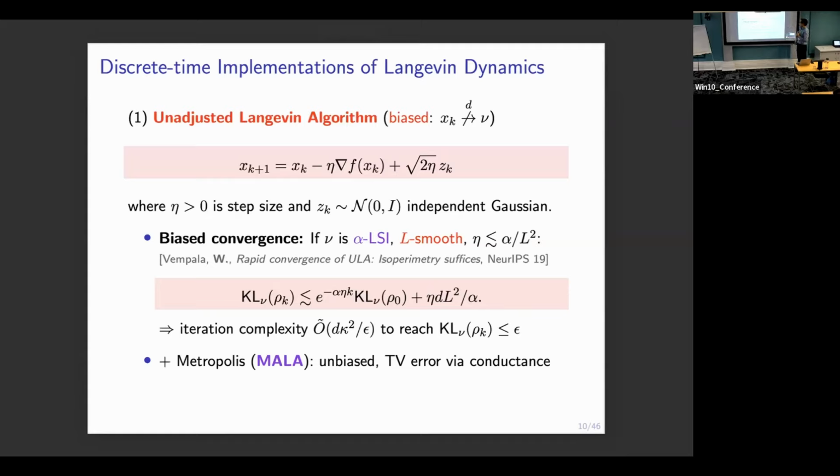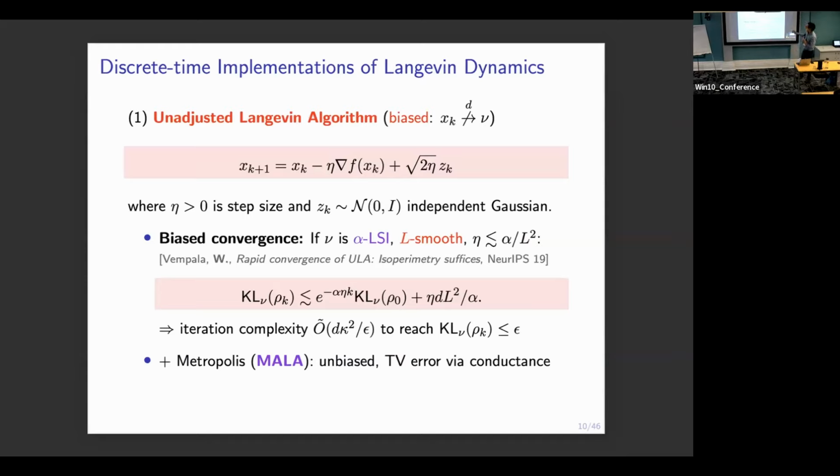Now in practice, there are many ways we can address this bias. We can add this accept-reject step, the Metropolis filter, that gives us MALA, the Metropolis adjusted Langevin algorithm. It's unbiased by design, and we can show, or people have shown, guarantees, for example, in TV distance, but using techniques that are currently still completely different from this kind of optimization-based analysis, because the technique there goes via conductance proofs.